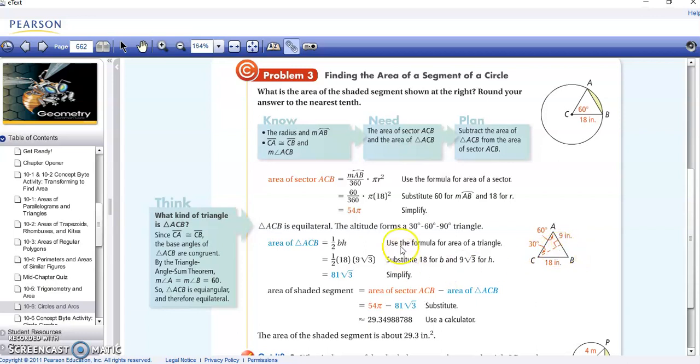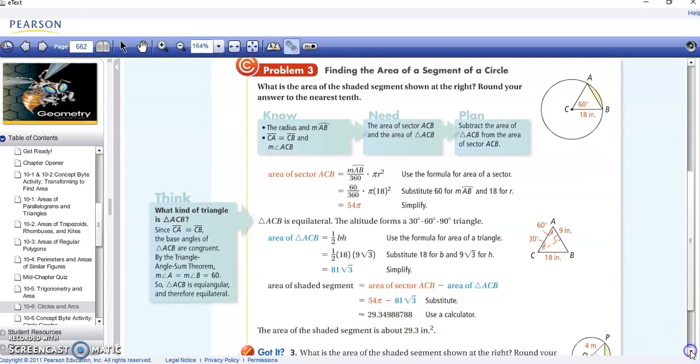Now, because it's a 30, 60, 90 triangle, a special triangle, we may find the altitude here. The height is 9 square root 3. Remember the theorem that we use with those triangles. You may use sine, cosine, or tangent to find any of those. Having the height and the base, we find the area of the triangle with simple substitution, and then we subtract the area of the triangle from the area of the sector, the first part, and we get the area of the segment.